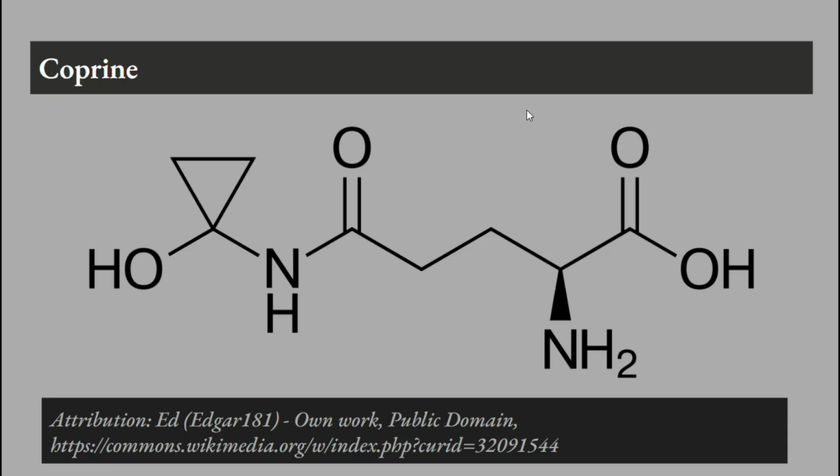Today we're going to be talking about a molecule called Coprine. This is Coprine. You can see it's got two main parts, chemical moieties. It's got this glutamine right here, and then it's got a cyclopropyl group on the end here. Cyclopropyl groups are fairly rare in nature, so it's always somewhat interesting to find one. This one has an effect on humans.